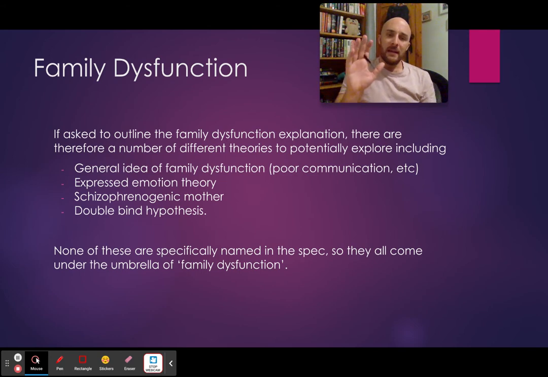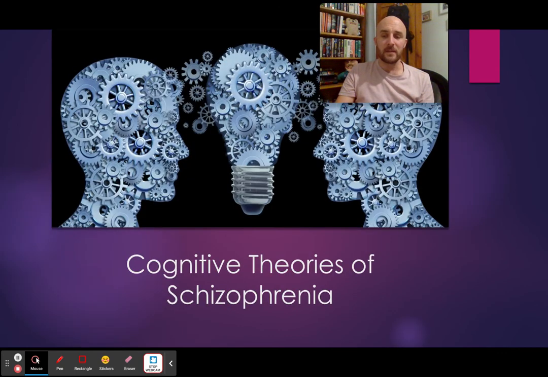Now, if you're asked to talk about or evaluate theories in family dysfunction, these are the four that you can talk about. There's a lot of scope for you to be able to talk about this. The other thing that may come up is cognitive theories, and this is where it gets a little bit more complicated. I'm going to get you to do some research on this.